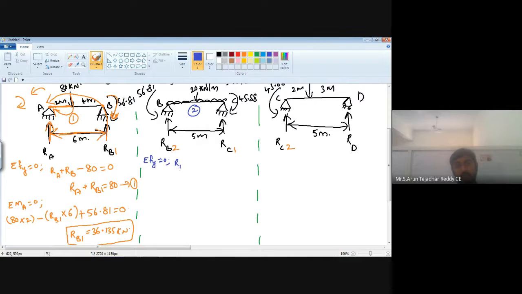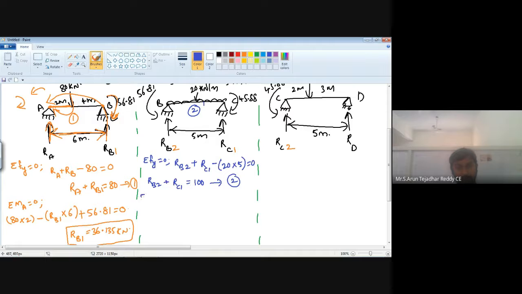So RB2 plus RC1 minus 20, the load is acting downward, so minus 20 into, we are calculating reactions, so load into span, that is 5, is equal to 0. Now RB2 plus RC1 is equal to 20 into 5, 100. Give this equation number 2.